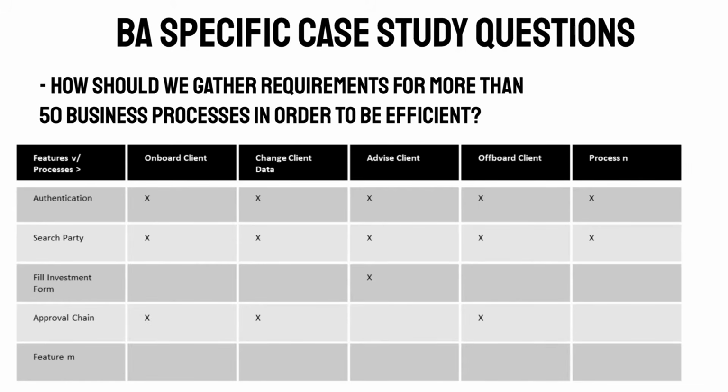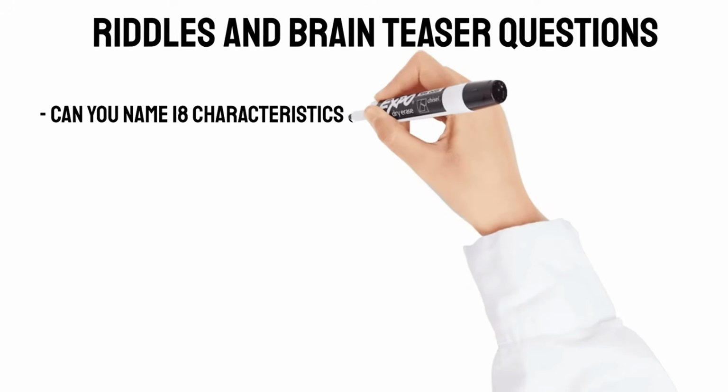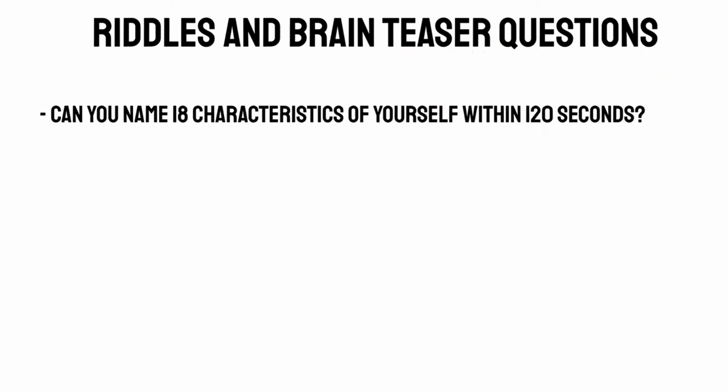After clarifying the case studies, let me tell you something about the brain teaser and the riddle. The brain teaser question I got asked was, can you name 18 characteristics of yourself within 120 seconds? Now you might ask, why is that a brain teaser? Well, imagine you're just having a normal conversation and then the interviewer asks this one. Of course, the usual reaction would probably be, well, yeah, I can. In my case, I said yes after a couple of seconds of thinking, and my interviewer took out the watch, started the time and said, okay, let's go. Tell me 18 characteristics right now. I told him 18 characteristics in less than 120 seconds, so that went well.